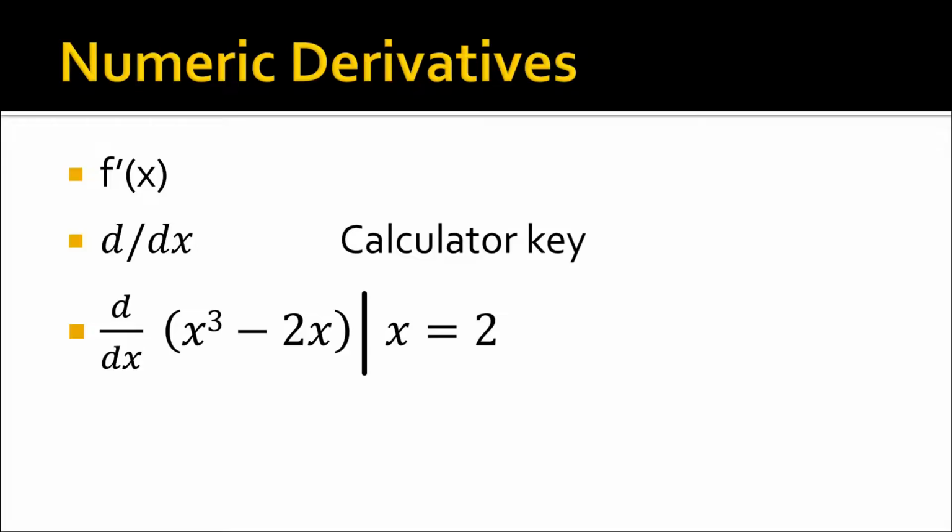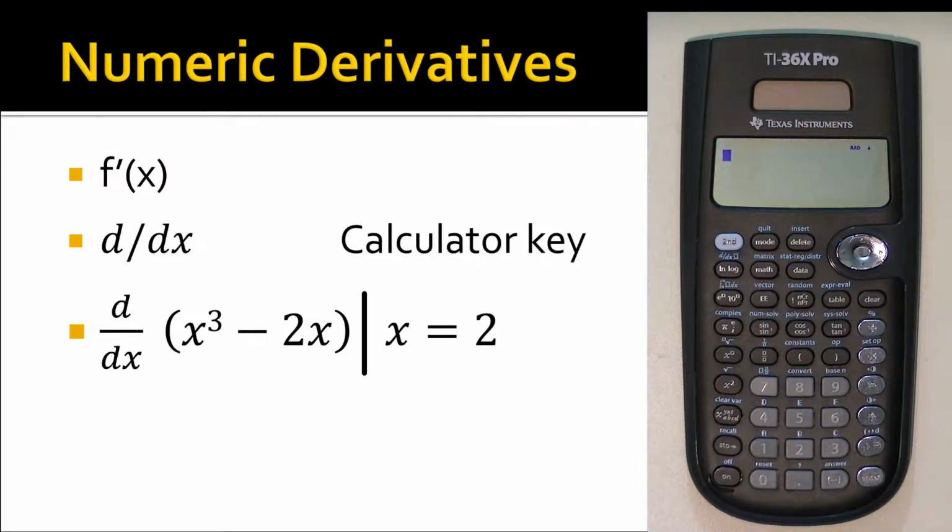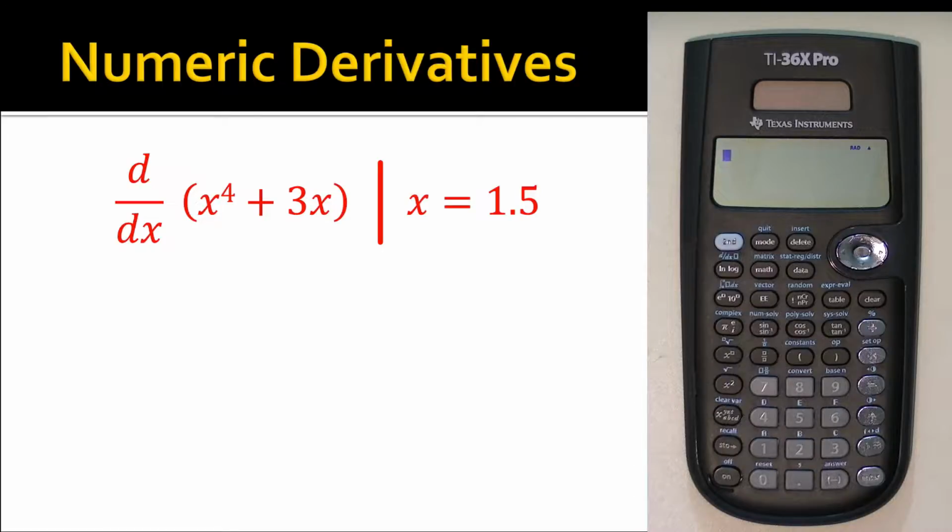We're asking for the numeric derivative of x cubed minus 2x calculated at x equals 2. So that will tell you, for those of you who understand derivatives, hopefully you do if you're going to take the FE, that is actually the slope of the line tangent to that point on the curve. Let me give you an example of the calculation. So here's one where we want the derivative d/dx of x to the fourth power plus 3x, but we want to know it at the point of x equals 1.5.